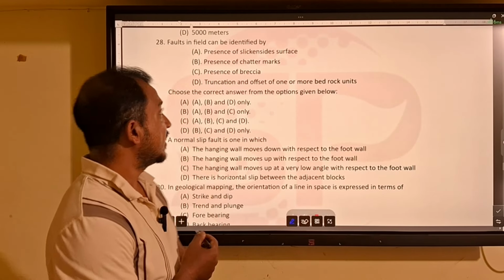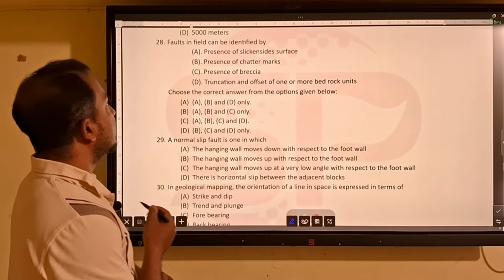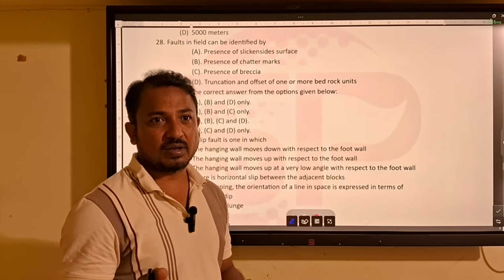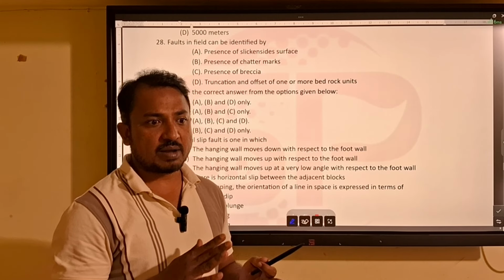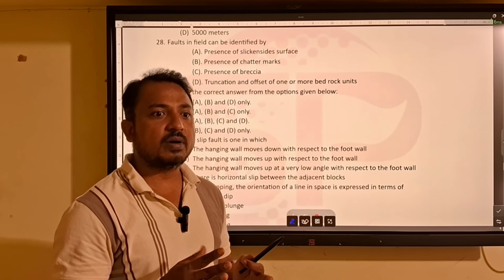Faults in the field. These are the criteria for recognition of a fault. A fault is a large structure, so you cannot see the footwall and hanging wall directly. You have to look for different structures, like slickensides or other structures on the fault planes, to identify the presence of a fault. There are different criteria that help to recognize a fault in the field. One is the presence of slickensides. Slickensides are lines produced because of relative movement of the fault blocks.